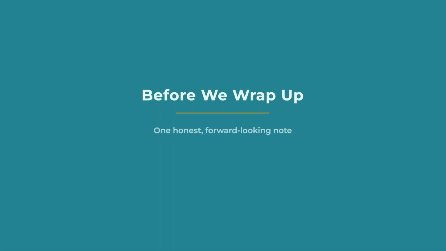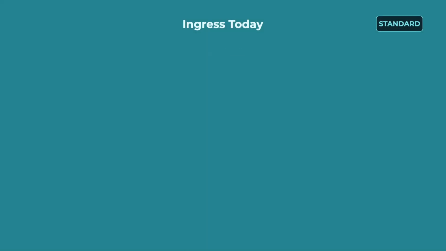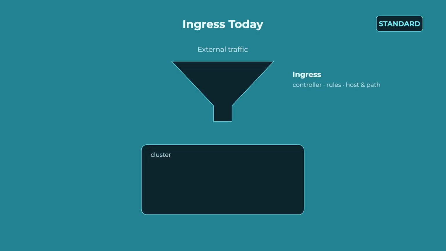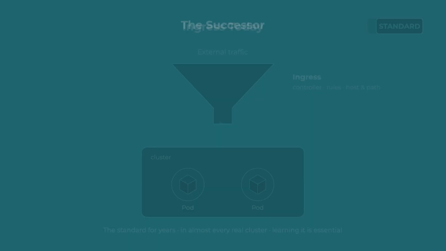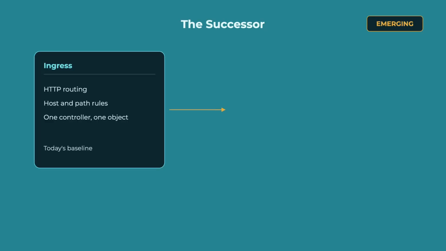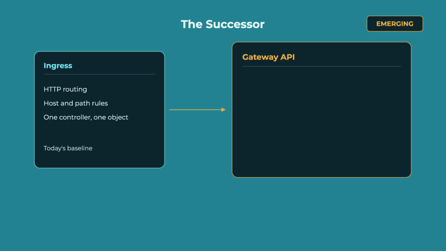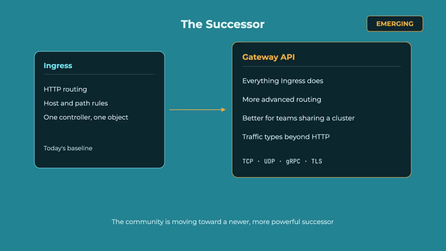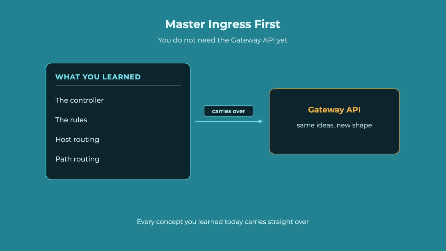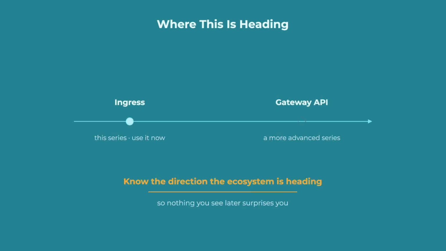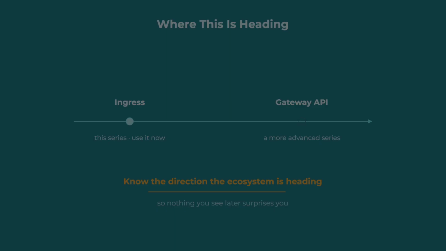Before we wrap up, one important thing. Ingress has been the standard way to route external traffic for years, and you'll see it in most clusters today. So learning it is absolutely necessary. But the community is now moving towards a new, more powerful successor called the Gateway API. It handles everything Ingress does, plus a lot more advanced routing, better support for teams sharing a cluster, and traffic types beyond HTTP. You do not need it yet. First, you need to master Ingress, and every concept you learn today will carry forward. Gateway API is a topic for a more advanced series. For now, you just know the direction the ecosystem is heading, so nothing you see later surprises you.